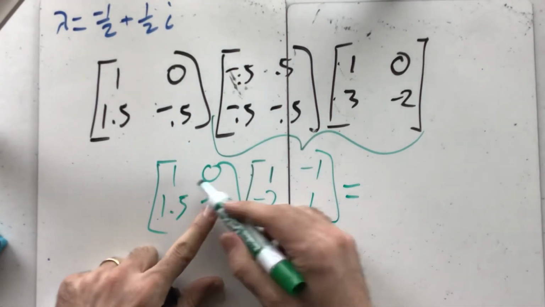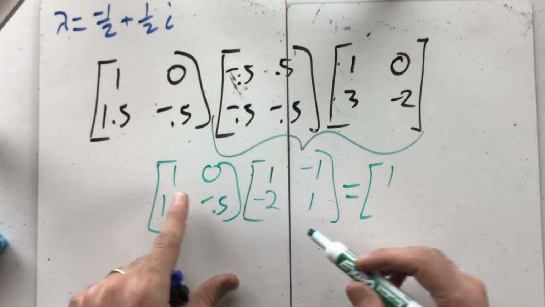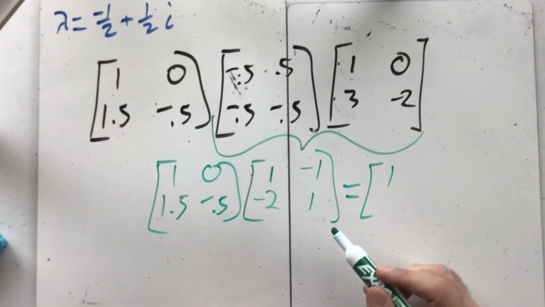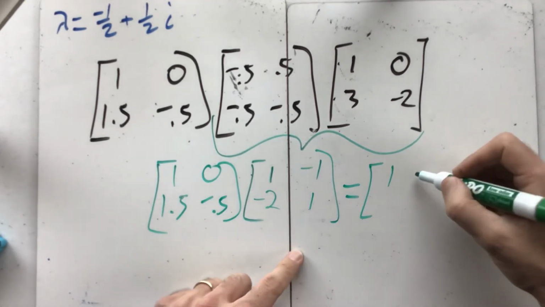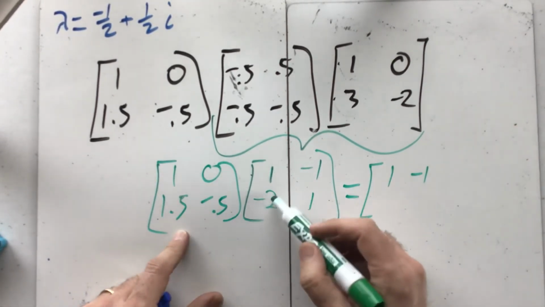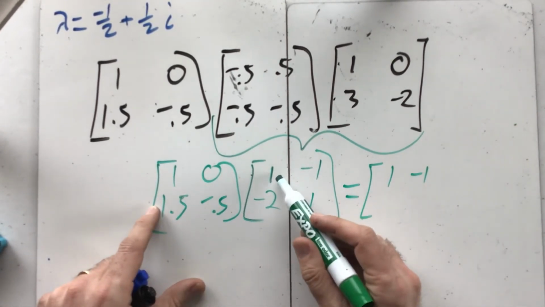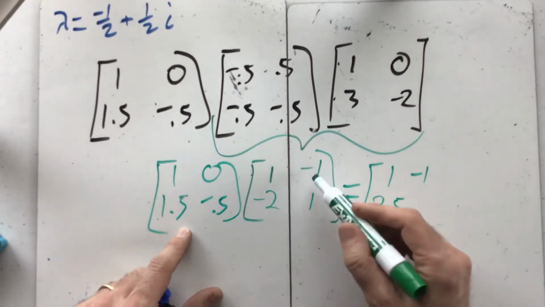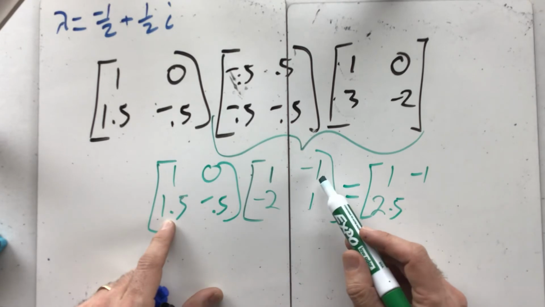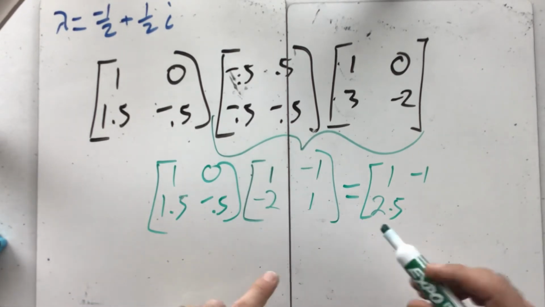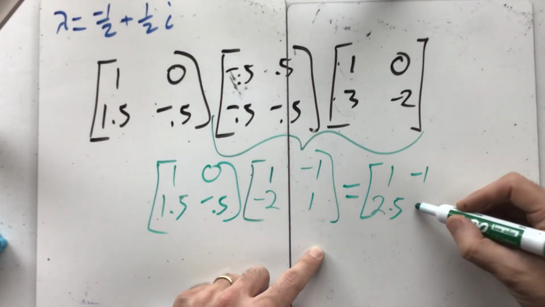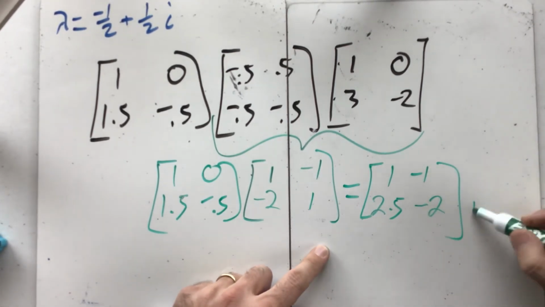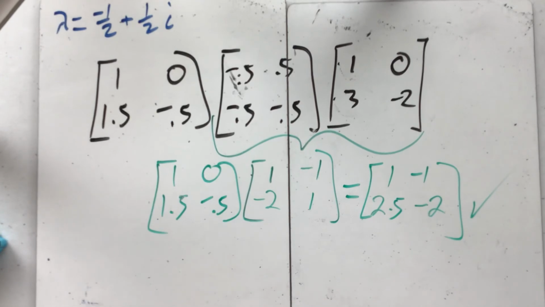And let's see, row 1 times column 1 gives me a 1. Row 1 times column 2 gives me a negative 1. Row 2 times column 1, 1.5 plus 1 is 2.5. And now here we've got negative 1.5 minus 0.5, and so that is negative 2, right? Negative 2. Hey, and look, that worked. We got the right answer. Okay, so there we go.